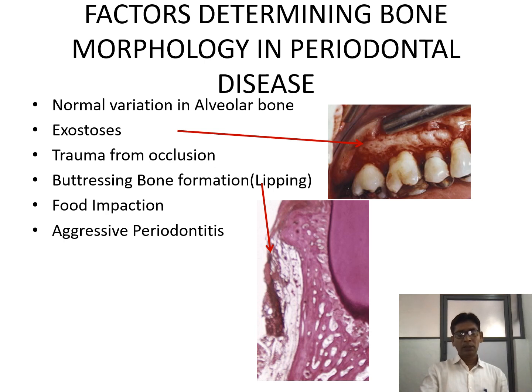Now, what are the factors responsible for determining bone morphology? These are the normal variation of the alveolar bone, the presence of exostosis, trauma from occlusion, and buttressing bone formation.